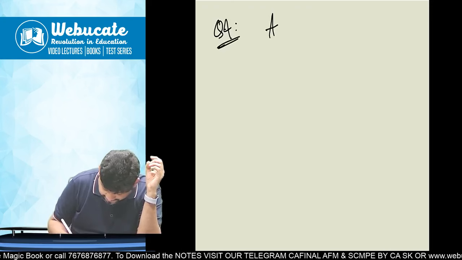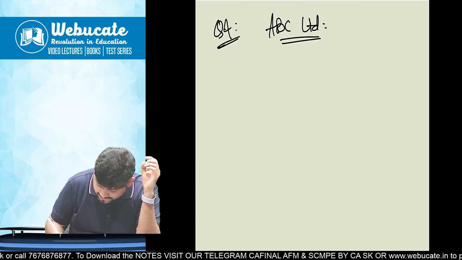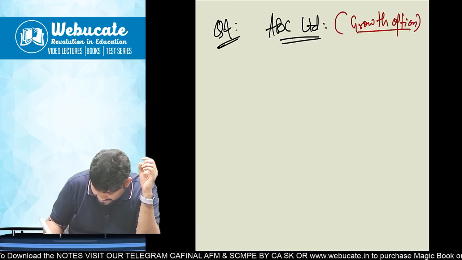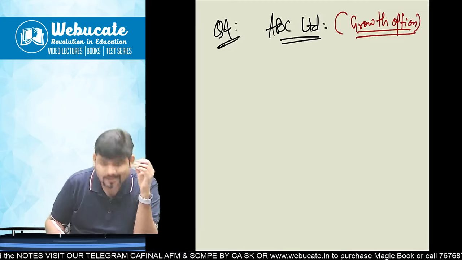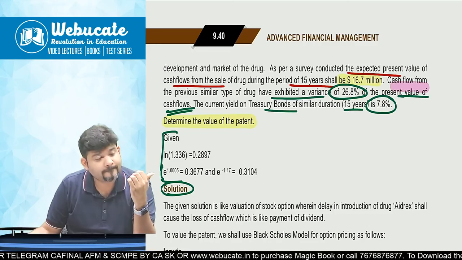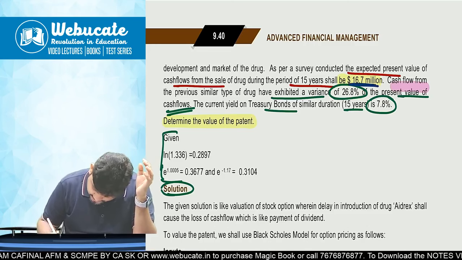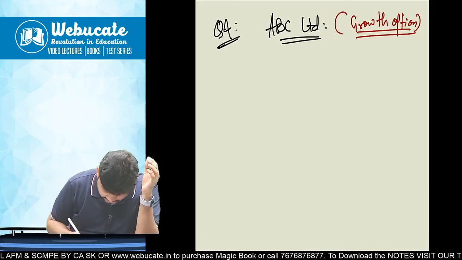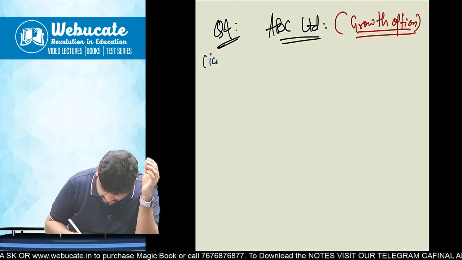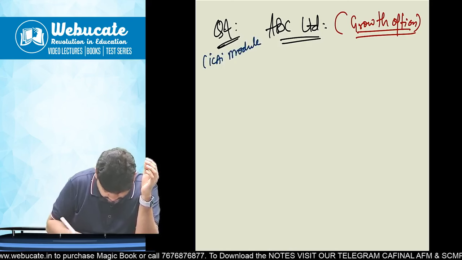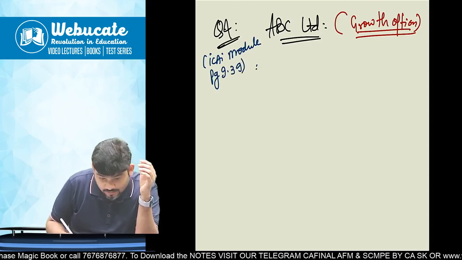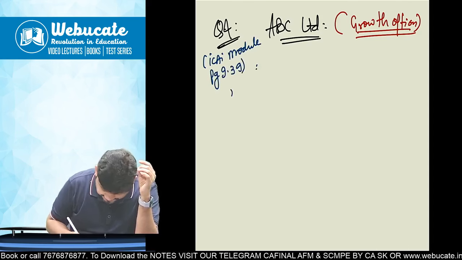Question 4, ABC Limited. It is a question on growth option. Let's write down the first initial things that we know, and then we will keep on solving it. $16.7 million. Question 4 from ICAI module, page 9.39. Okay.